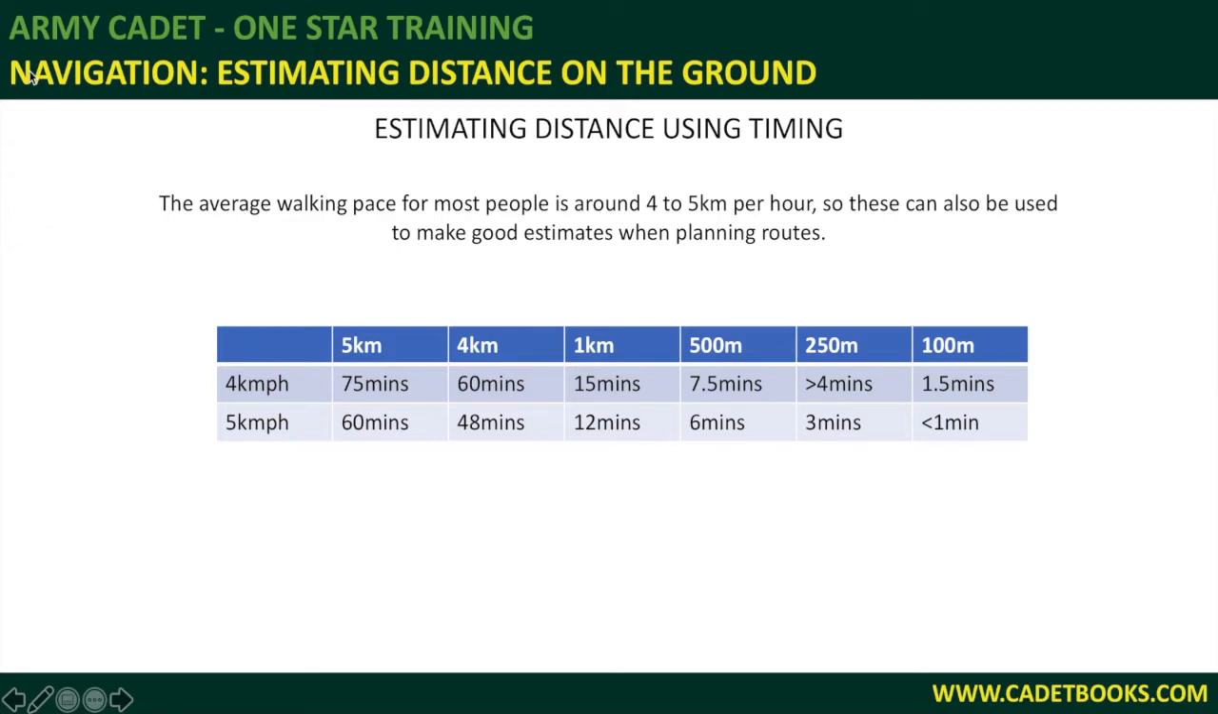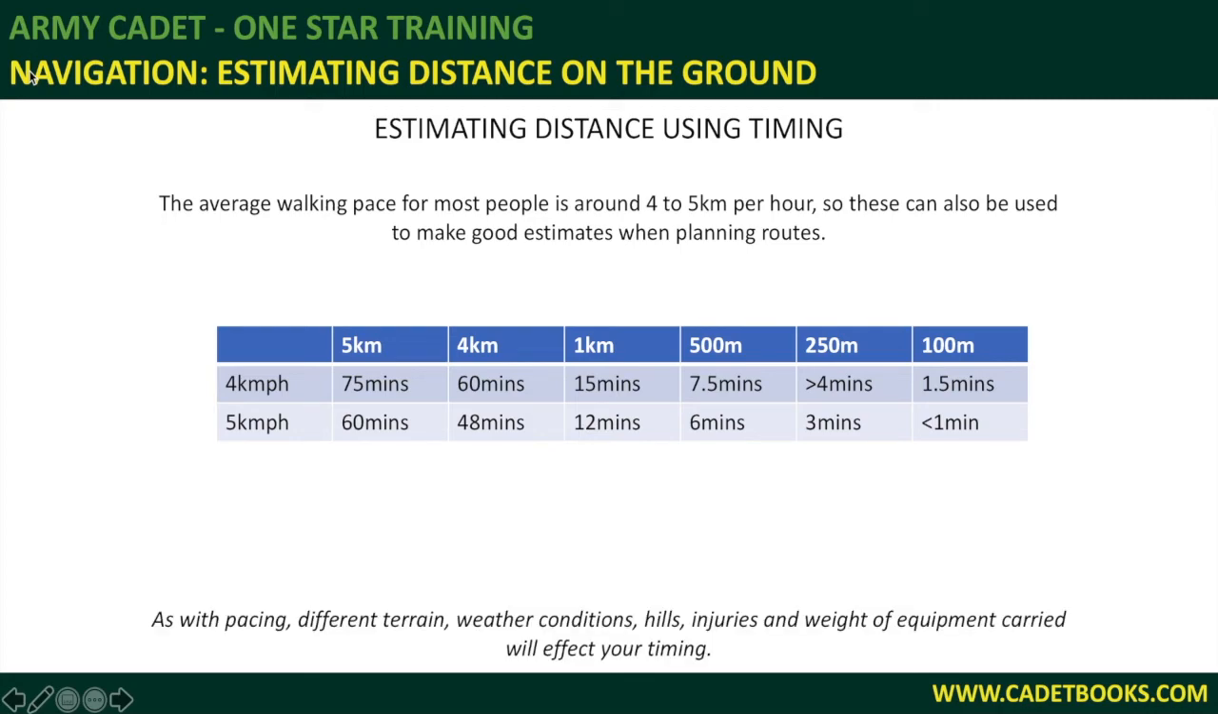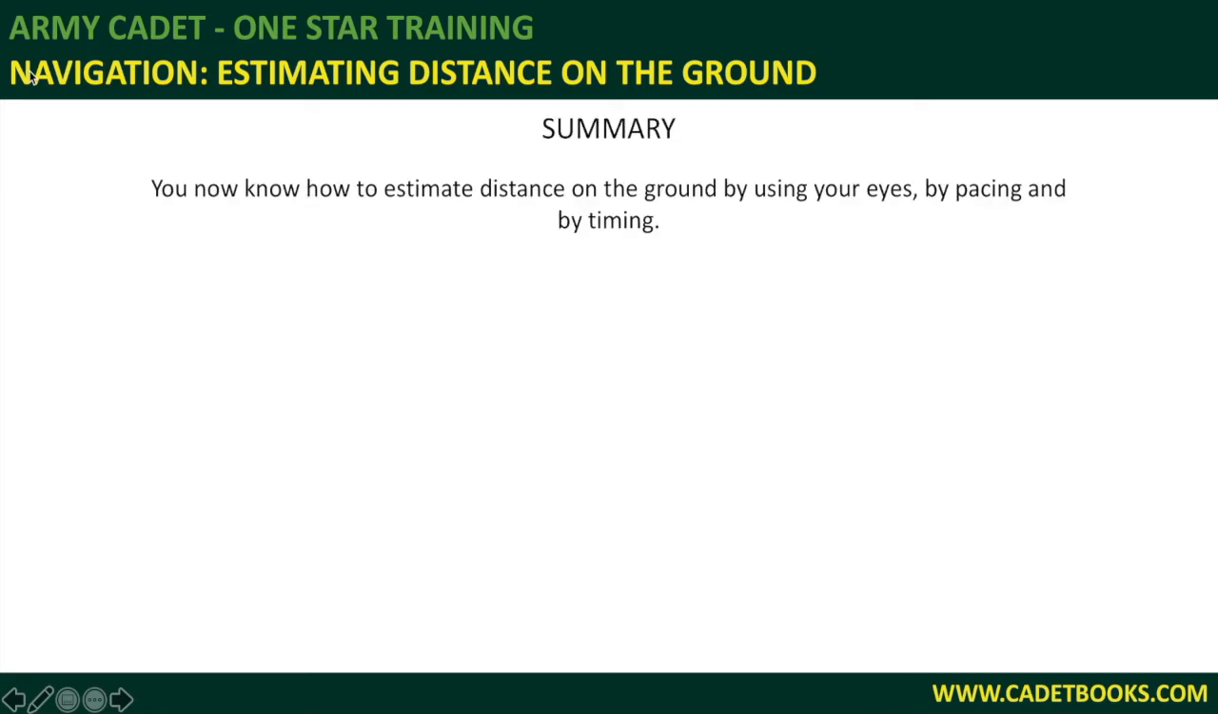At 5 kilometres per hour, 5 kilometres would take 60 minutes. 4 kilometres, 48 minutes. 1 kilometre, 12 minutes. 500 metres, 6 minutes. 250 metres, 3 minutes. And 100 metres in under a minute. As with pacing, different terrain, weather conditions, hills, injuries and weight of equipment carried will affect your timing. Summary. You now know how to estimate distance on the ground by using your eyes, by pacing and by timing.